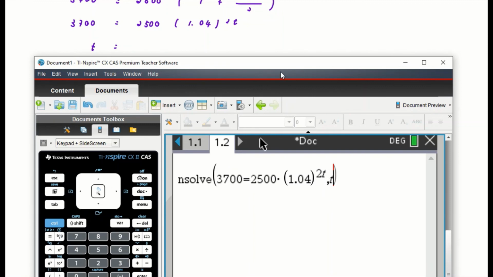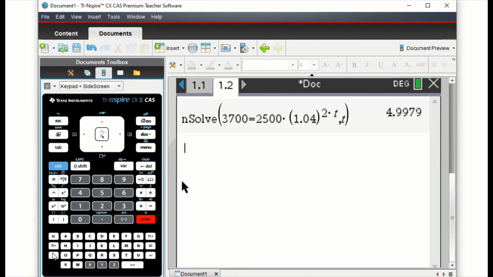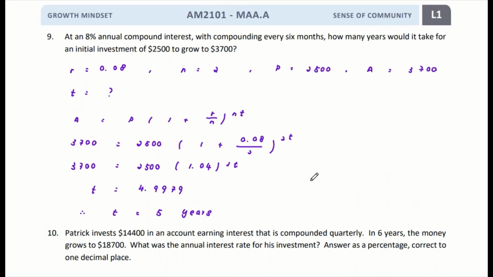So the comma is here, comma t, then after that you enter. The calculator will straight away give you the answer here. So you have t equals 4.9979. So in this case, after around 5 years. Okay, so that's the idea of solving this question. So it will take 5 years.